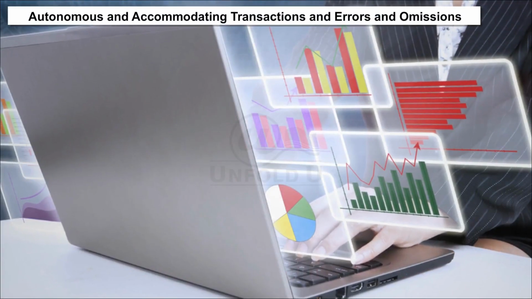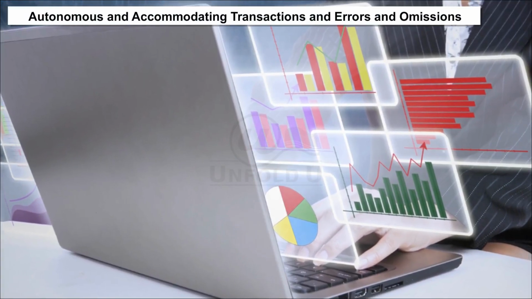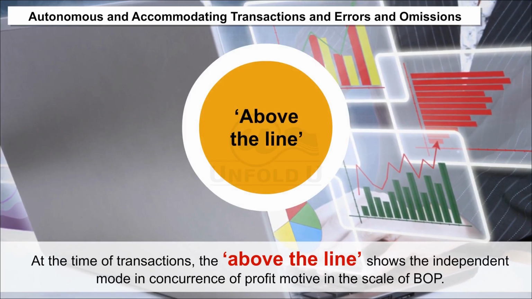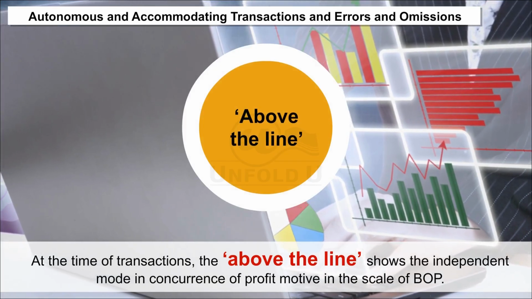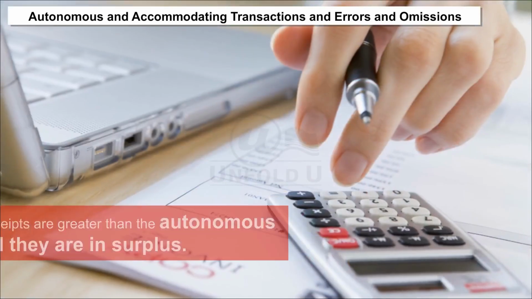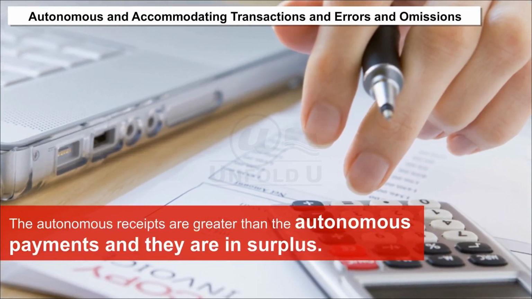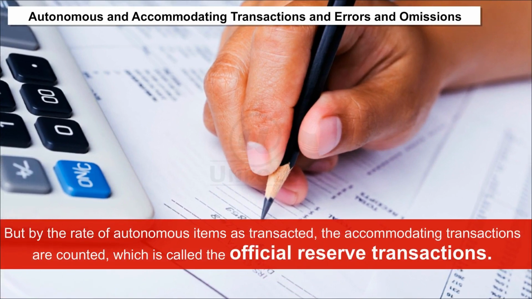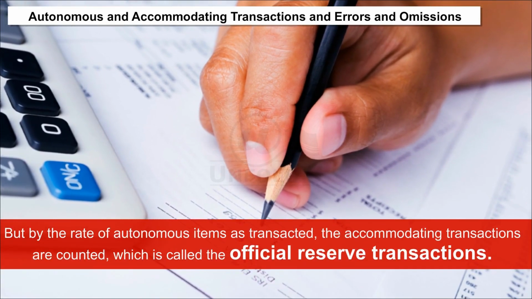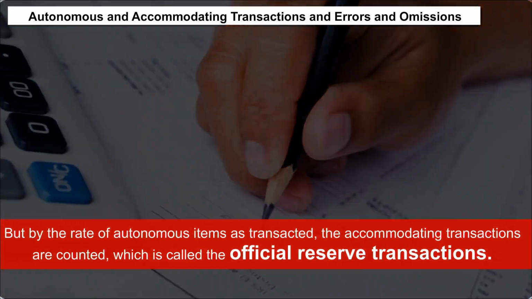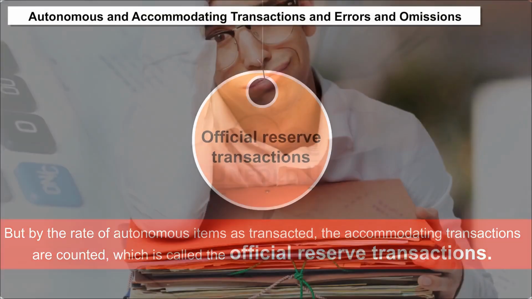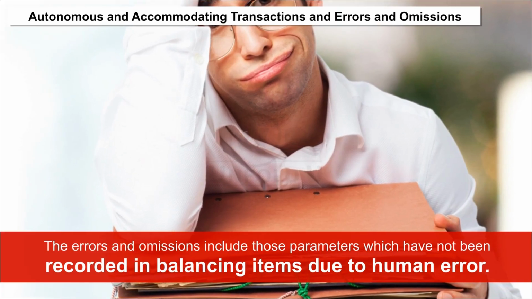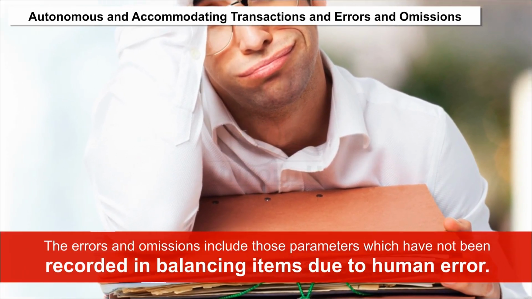Autonomous and accommodating transactions, and errors and omissions. At the time of transactions, the above-the-line items show the independent mode, in concurrence with the profit motive, in the scale of the BOP. When autonomous receipts are greater than autonomous payments, they are in surplus. But by the rate of autonomous items as transacted, the accommodating transactions are counted, which are called the official reserve transactions. The errors and omissions include those items which have not been recorded in the balancing items due to human error.